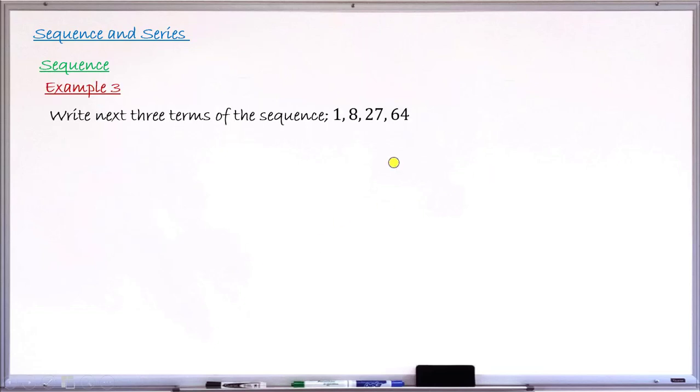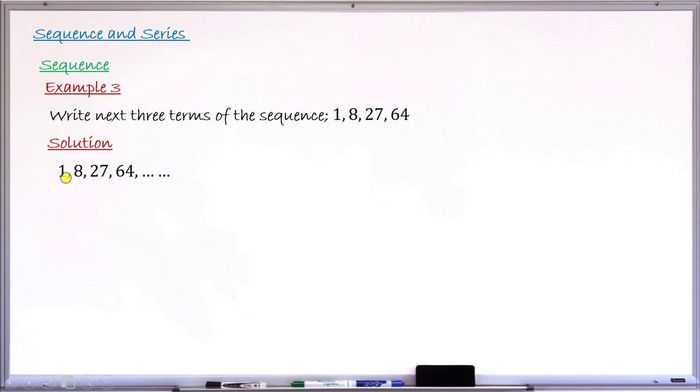Example number 3 says write 3 more terms after this: 1, 8, 27, and 64. Solution to this very problem, copying the given sequence, and you look at the sequence critically, understand what happens to get the terms. This is 1. Next is 8. Next is 27. Next is 64.